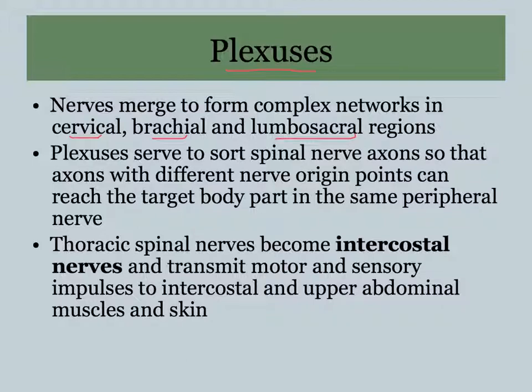We left out one whole section of the spinal nerves, the thoracic nerves. You notice here we've got cervical, brachial, and lumbosacral, but what about thoracic? Well, the thoracic nerves do not form a plexus. They pretty much come straight out of their section of the spinal cord and then go directly to become intercostal nerves, nerves that are going in between the ribs, the costal region. And so they're involved in the muscles and the skin of your upper abdominal area.